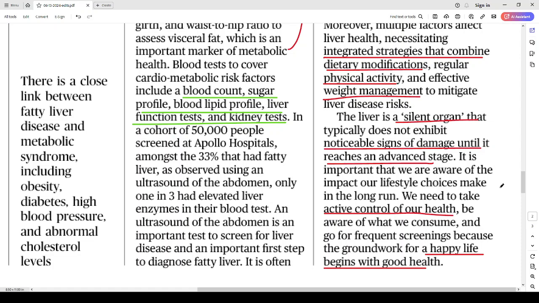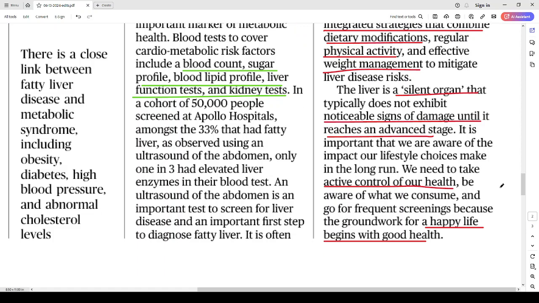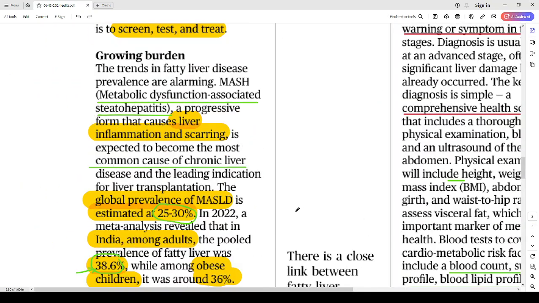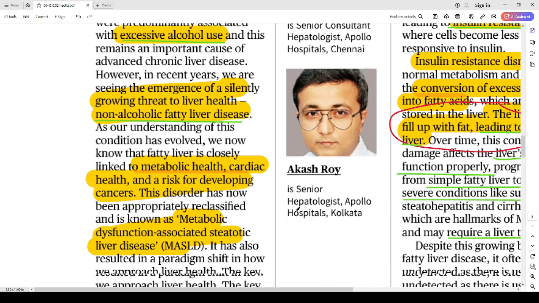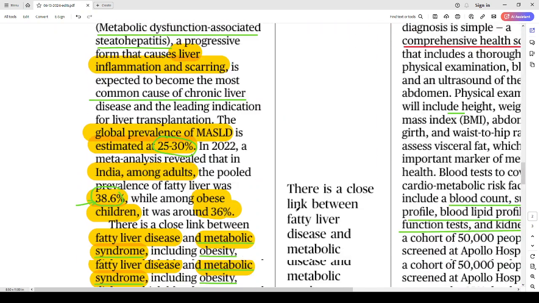That changes from person to person, right? We need to take active control of our health. Happy life begins with good health. So pause the video, go through it once again, note down the important points, and write it as an essay.